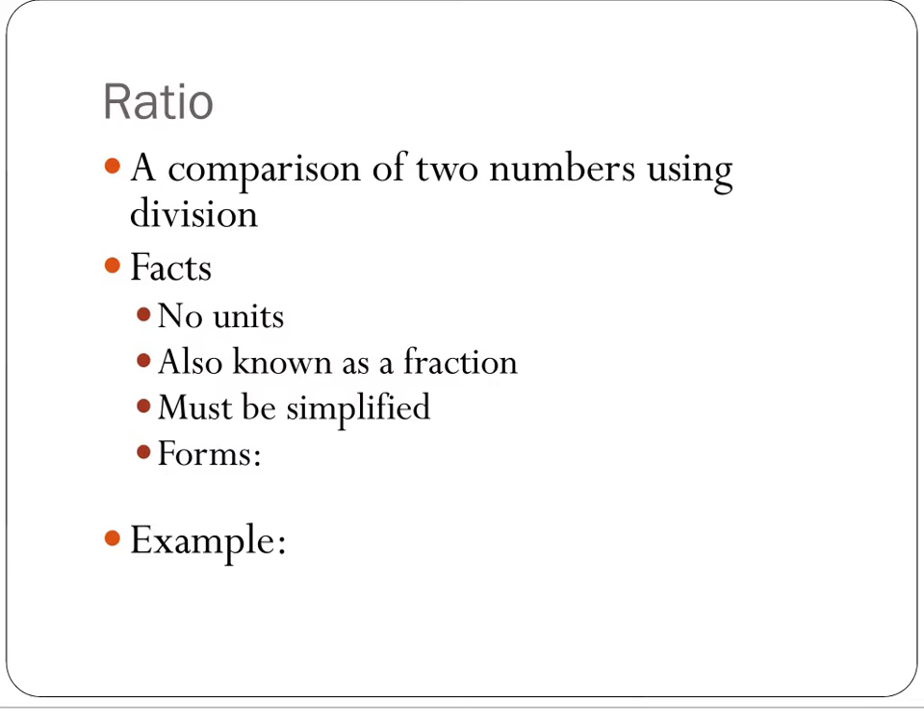So a ratio is a comparison of two numbers using a division, in other words, a fraction. Technically, a ratio has no units, also known as a fraction, and must be simplified. There are lots of forms, but generally speaking, what we'll look at is like this: we'll have, say, 6 sevenths. That's a fraction, right? Improper is okay if it makes sense, so 10 thirds. A ratio is just a fraction.